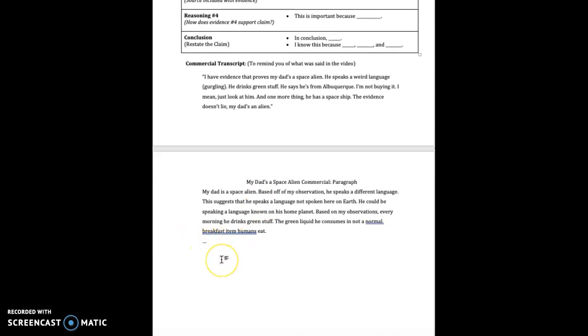Okay, so that is where you should have written evidence and reasoning 3, evidence and reasoning 4. We're going to write the conclusion together. So we're going to restate the claim. In conclusion, my dad is a space alien. I know this because he speaks a different language. He drinks green liquids, and he drives a spaceship.